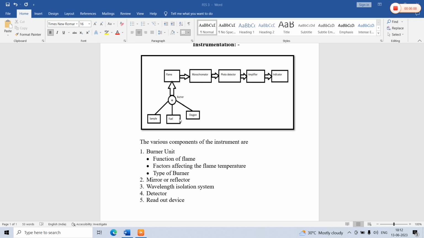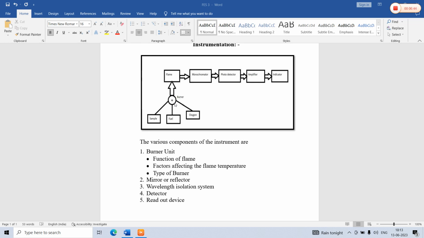This acts as a fuel, while nitrogen oxide, oxygen, that is O2, and air act as the oxygen or oxidizing species. Now, factors affecting the flame temperature. Here at the tip of the burner the flame is produced, and controlling the flame is very important for good results. First is the type of fuel, the next is the type of oxidant, the third is the type of solvent used to prepare the sample solution.